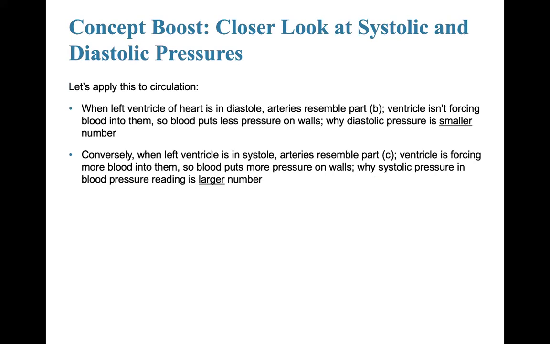Now let's apply this to circulation. When the left ventricle of the heart is in diastole, arteries resemble part B. The ventricle isn't forcing blood into them, so blood puts less pressure on the walls. So that's why diastolic pressure is a smaller number. Conversely, when the left ventricle is in systole, arteries resemble part C. The ventricle is forcing more blood into them, so blood puts more pressure on the walls, and that's why we see systolic pressure is a higher number.